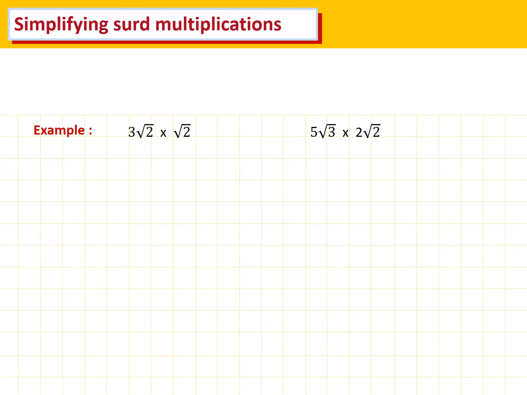Let's look at these two examples then. In the first example, 3 times root 2 times root 2, we compare up the root 2 and the root 2. Root 2 times root 2 is root 4, which is just 2. So you can either think of it as root 4, or you can think of it as the two square roots cancelling each other out to make 2. A square root of 2 times a square root of 2 is just 2. So that then just becomes 3 times 2, which is 6.